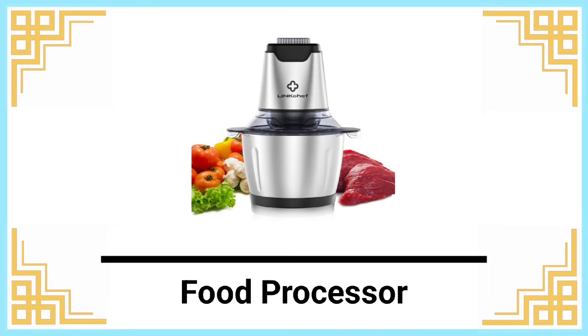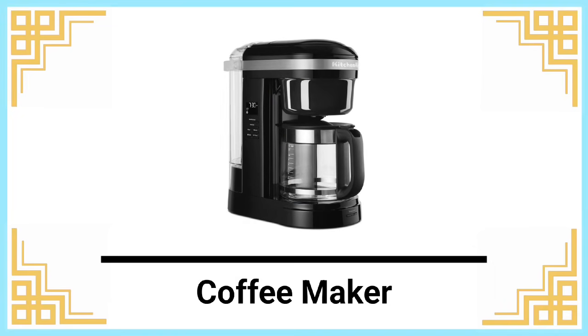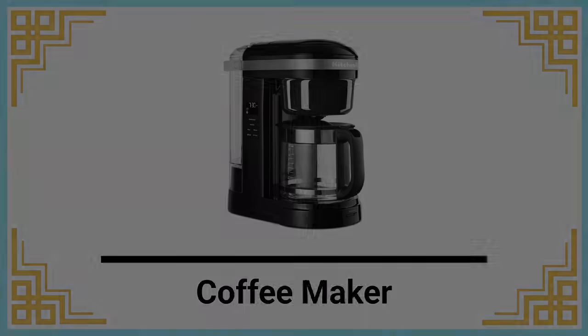Food processor. The food processor cuts vegetables. Light bulb. The light bulb is bright. Coffee maker. The coffee maker makes coffee.